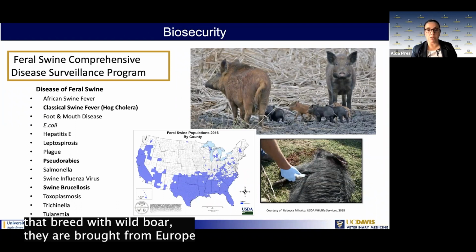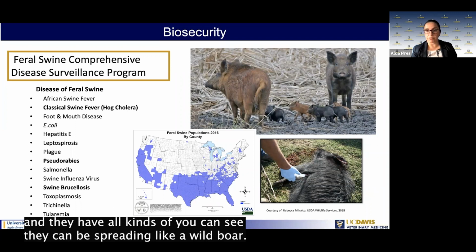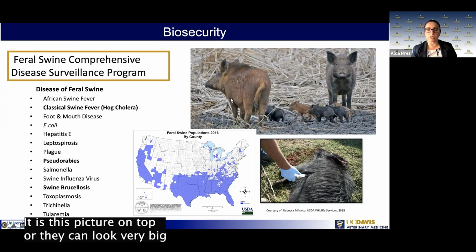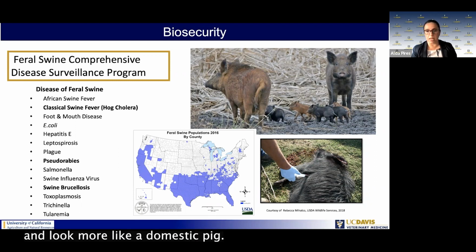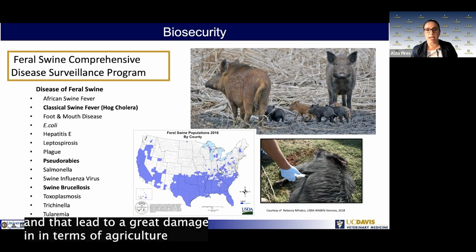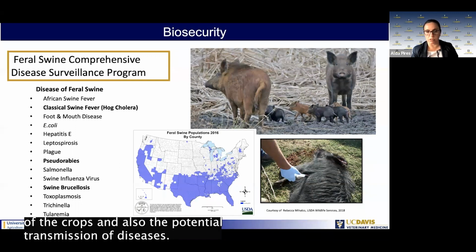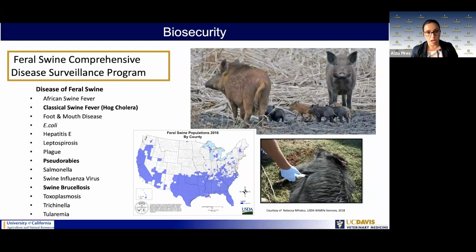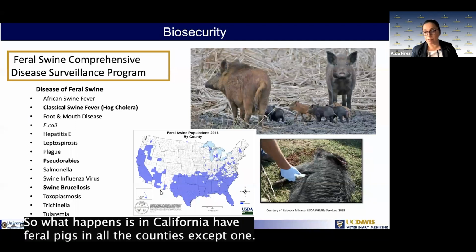They were brought from Europe, and they can look very much like a wild boar, as in this picture on top, or they can look very big and more like a domestic pig. The population, this is from 2016, but we know the population is growing, and they lead to great damage to agriculture and crops, and also the potential transmission of diseases. In California, we have feral pigs in all the counties except one.